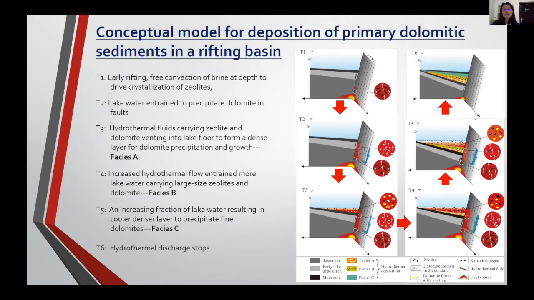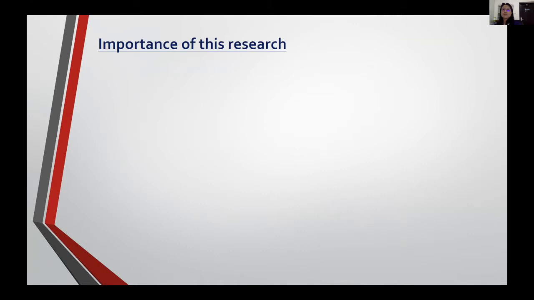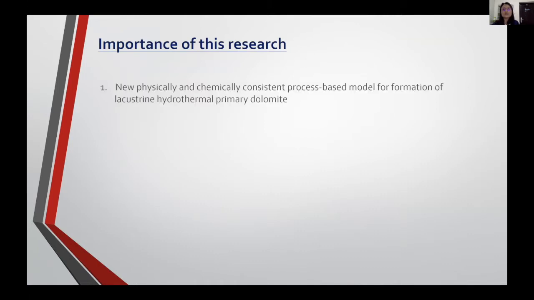Activity terminates, hydrothermal discharge stops, and sedimentation shifts to lake mudstone. The repetition of the sequence of dolomitic facies points to repeated venting of hydrothermal fluids into the lake with longer or shorter hiatuses. And this research provides a new process-based model for formation of the hydrothermal primary dolomite. This can explain facies variations and geochemical characters within dolomite, and the repeated sequence of dolomite and mudstone in the Orrin Basin.